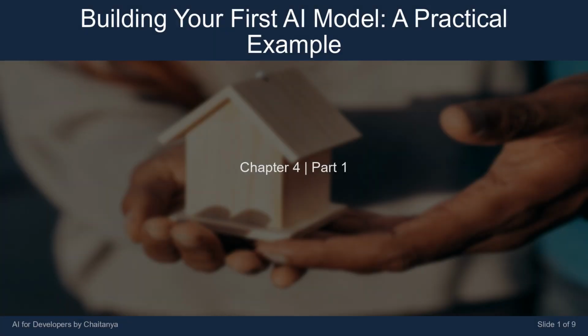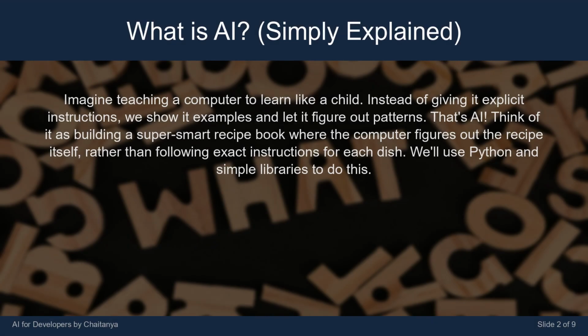I'm Chaitanya Talking Bot. Today's lesson is titled Building Your First AI Model. A practical example. Imagine teaching a computer to learn like a child. Instead of giving it explicit instructions, we show it examples and let it figure out patterns. That's AI. Think of it as building a super smart recipe book where the computer figures out the recipe itself, rather than following exact instructions for each dish.